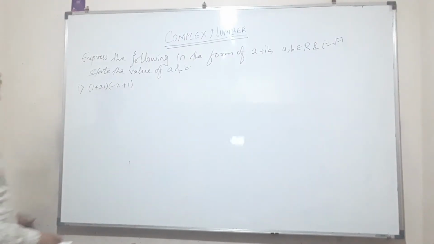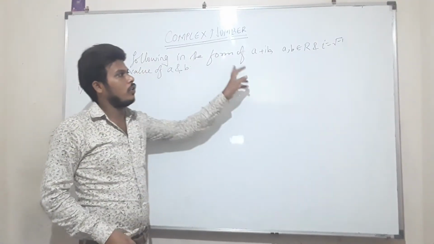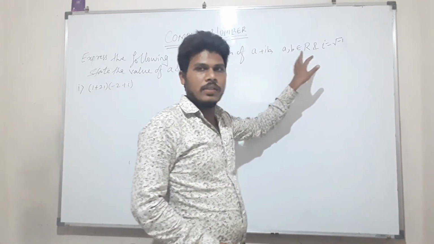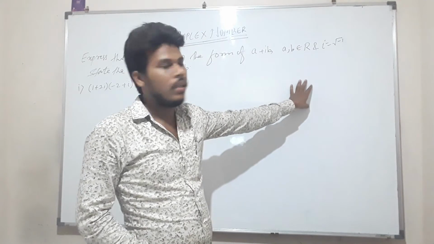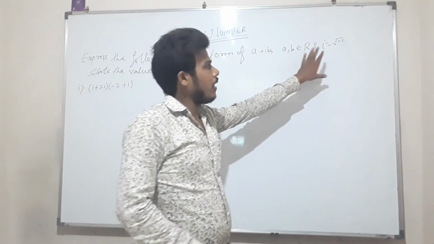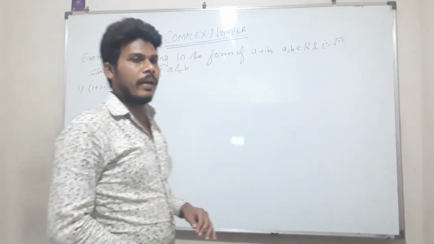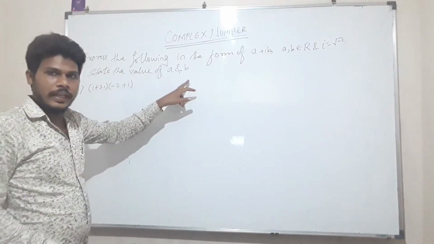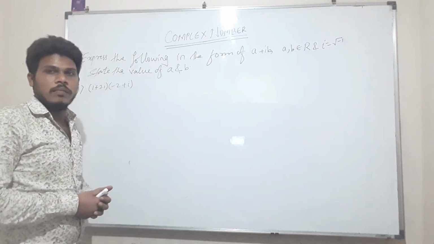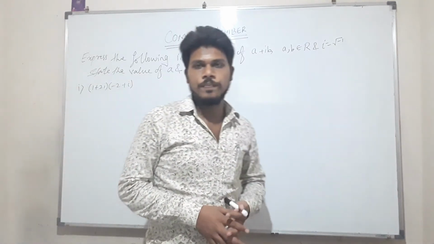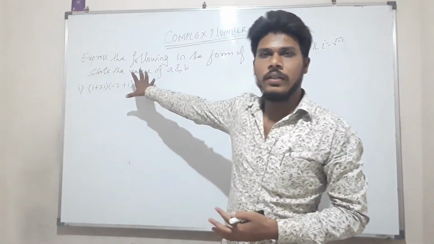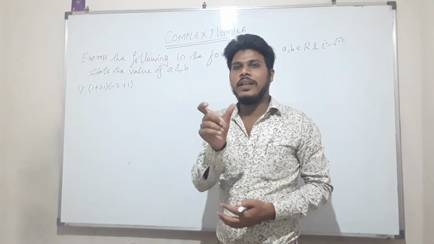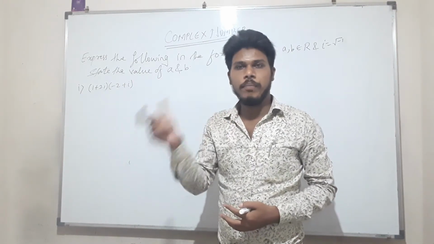Now next question is, express the following in the form of a plus ib, where a, b belong to R, means a and b are real numbers and i is equal to square root of minus 1. Then state the values of a and b. Okay, means we have to change the given complex number into one complex number, so the final answer will be in the form of a plus ib.